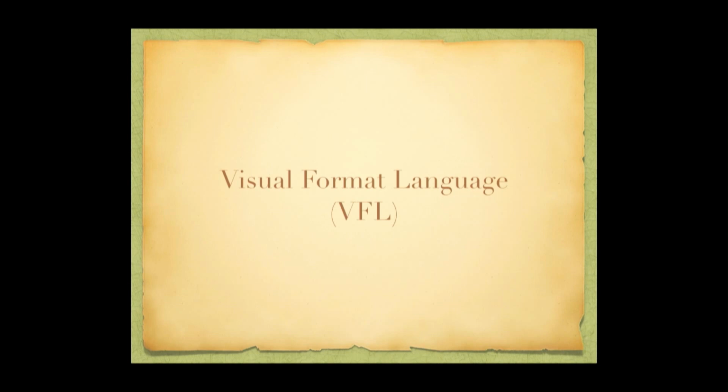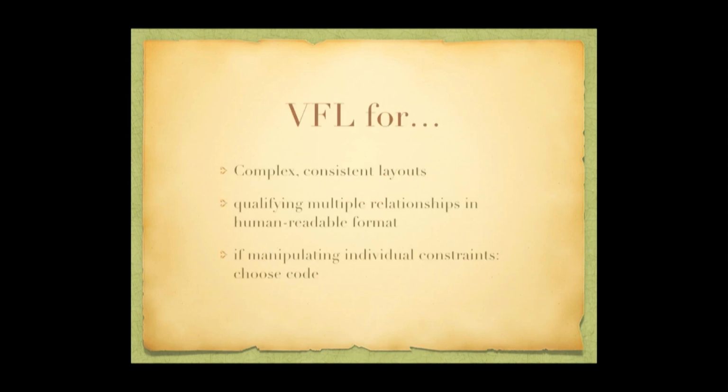Visual format language is a fun thing. And you can do quite complex layouts and just describe them all in one go. You get multiple relationships. It's fairly human readable, so you're not going to be looking at a page of constraints and go, okay, so how does this work? What did I even mean to do here? It's fairly readable. If you want to manipulate individual constraints in code, you do need to put them in individually.